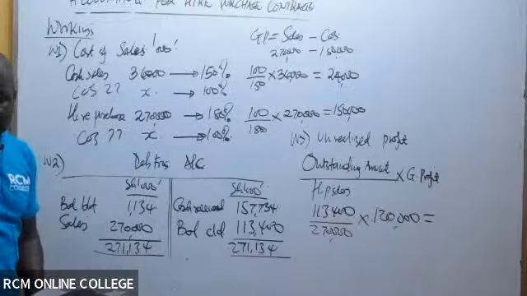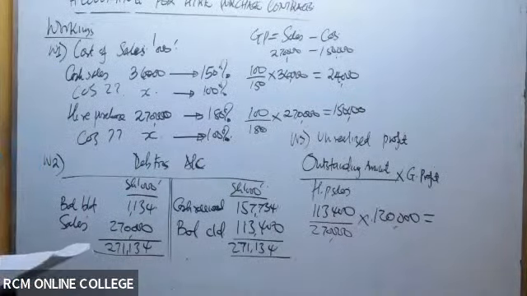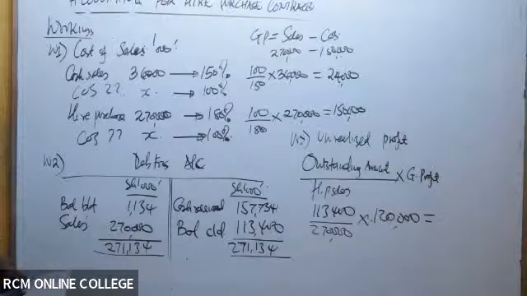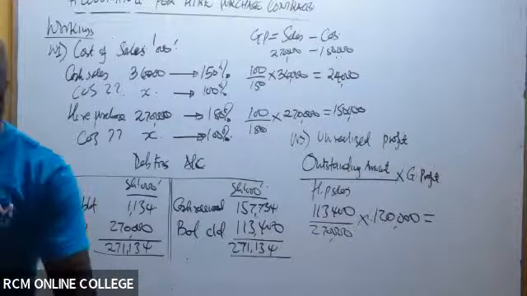So what is the unrealized profit? What is the URP when you do the computation?